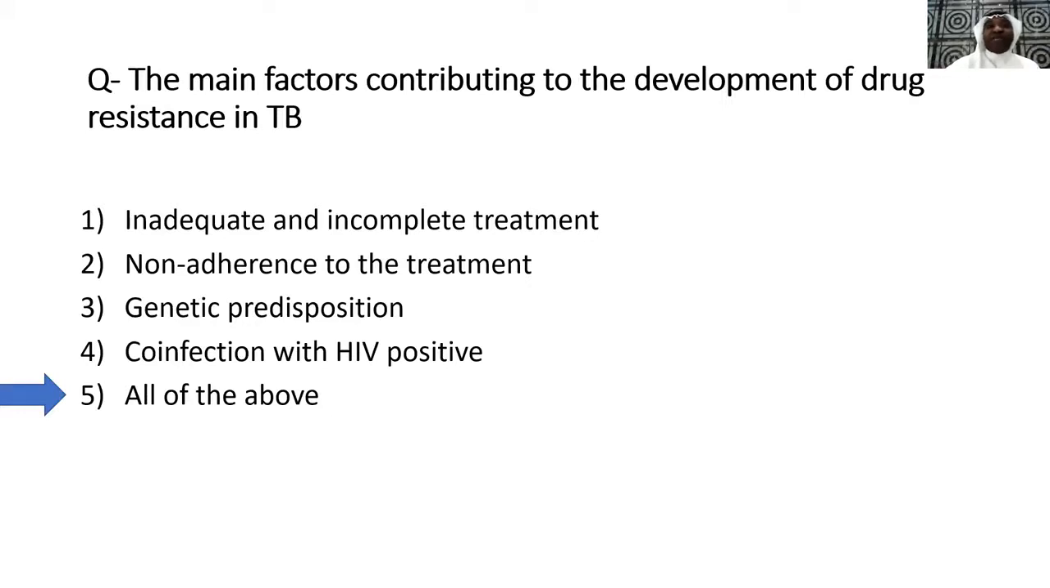The answer is, for example, for this question, I put the main factor contributing to the development of drug resistance in TB. What is it? It is inadequate treatment, or 1, 2, 3, 4, 5, and this is the answer. It will be, yeah, number 5, all of the above.